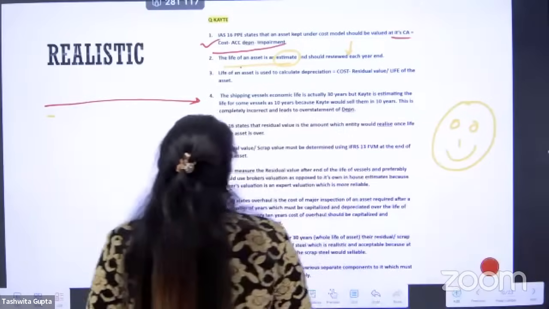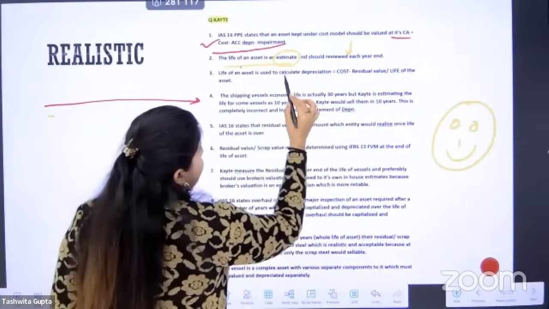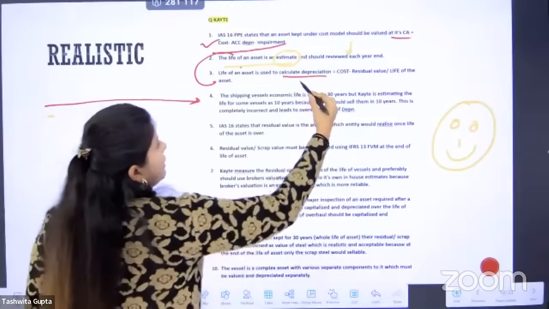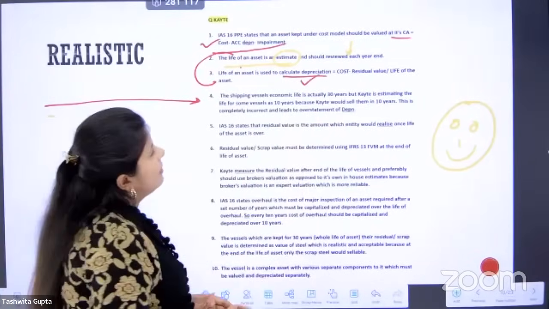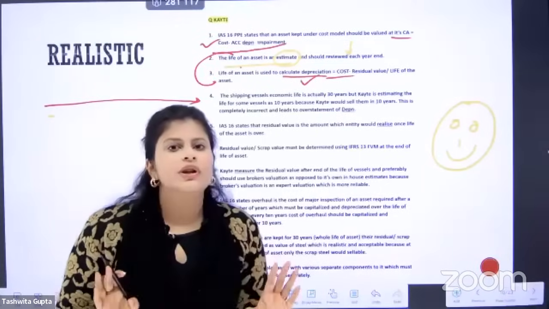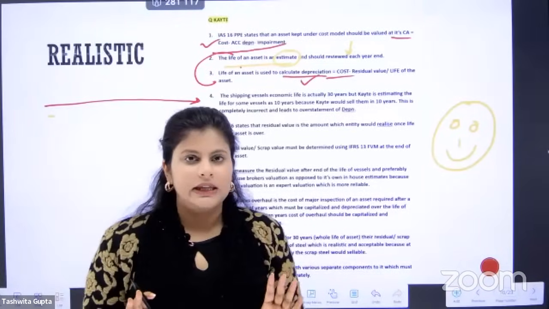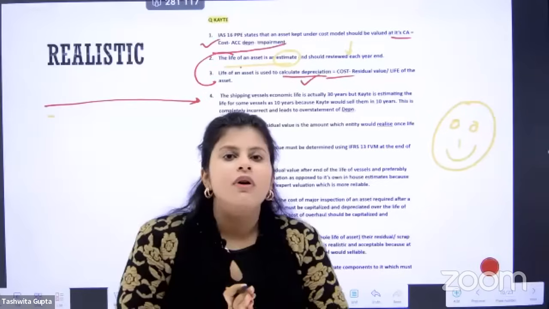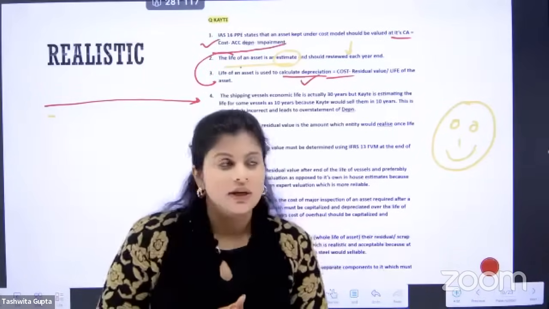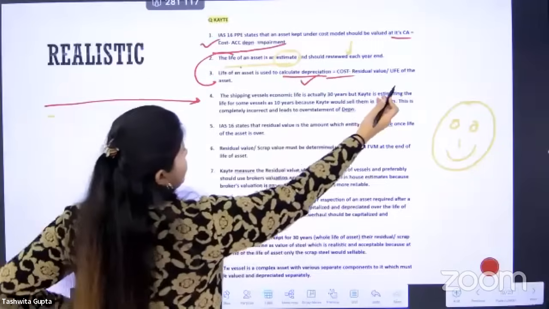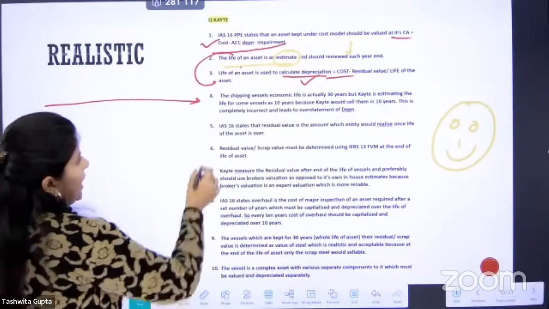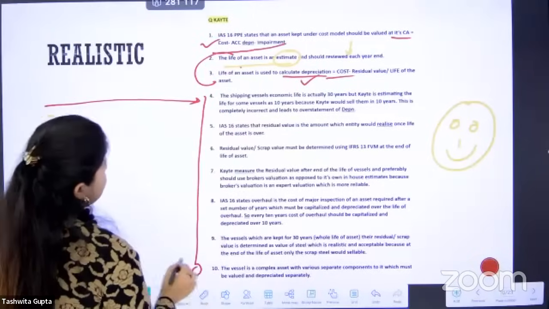Then life of an asset is used to calculate depreciation. Why do you need this life? Because I need to calculate depreciation. How do I calculate depreciation? See how easily I've mentioned it, because there are no professional marks in this question. This is primarily for 1 mark, 1 point. So easily I've written here cost minus residual value divided by life of the asset. And then I go on with my case study.